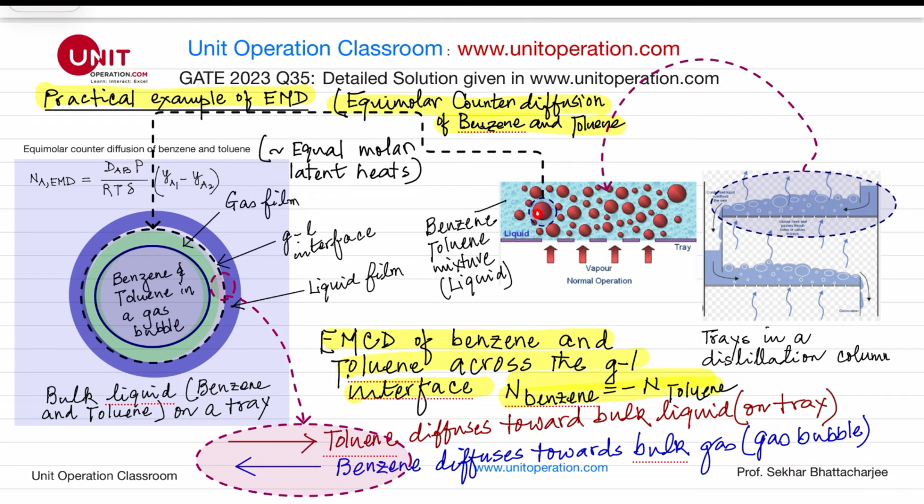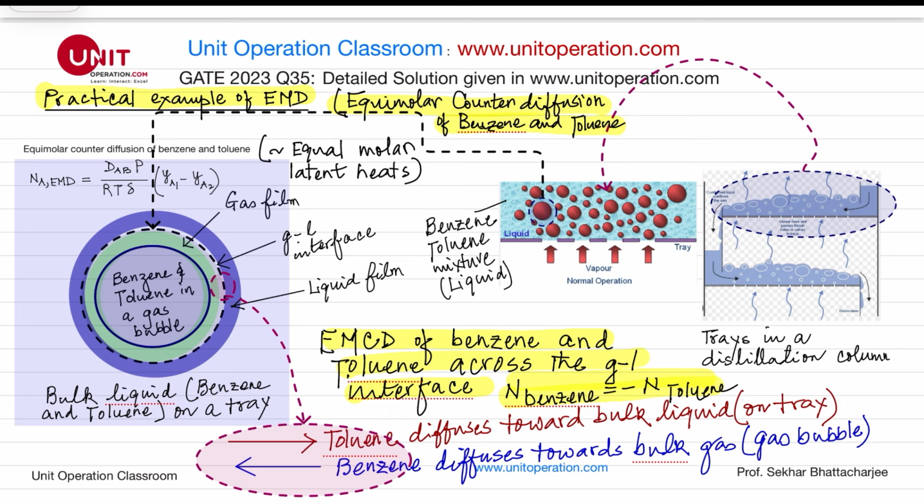If we again expand this one particular bubble here, let's say this is my gas bubble, so this is my bulk gas here, which of course contains benzene and toluene. And right after that, there is a very thin gas film. And this is my interface. This dotted line is my interface. So this is the bulk gas, and this is the gas film. And around this one, there is again a very thin liquid film. And after that, that's the bulk liquid right here.